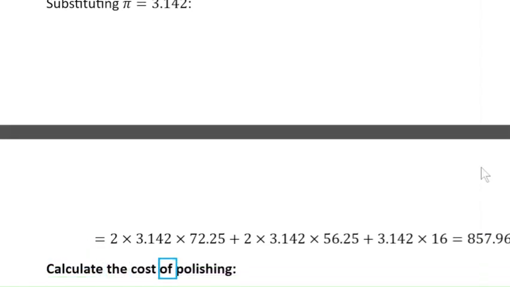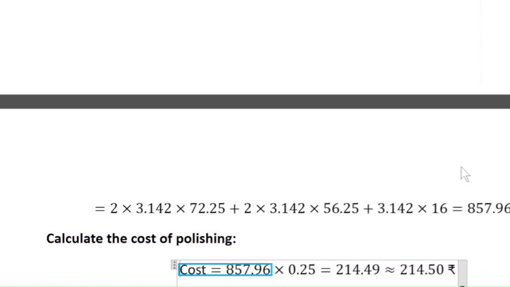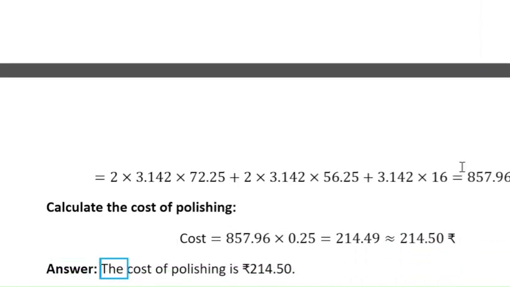Calculate the cost of polishing. Cost equals 857.96 times 0.25 equals 214.49, which is almost equal to 214.50 rupees. Answer. The cost of polishing is 214 rupees and 50 paise.